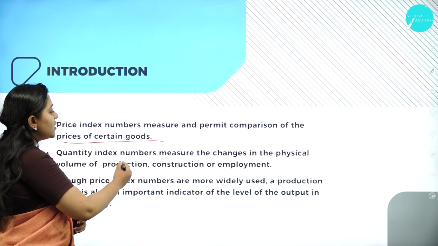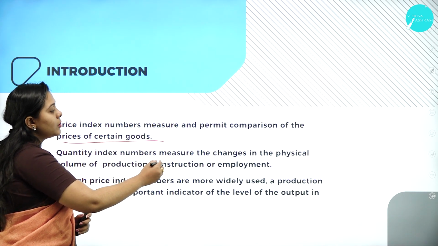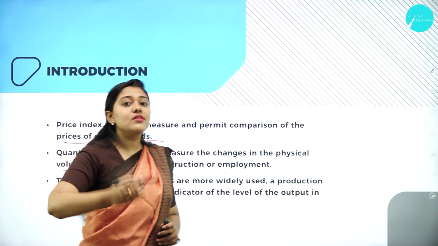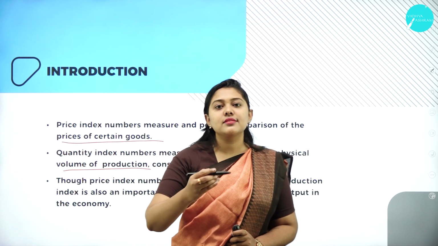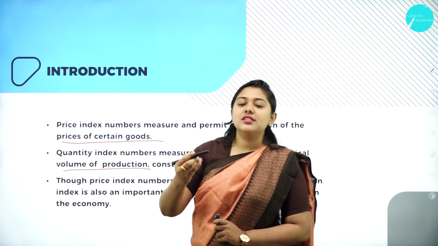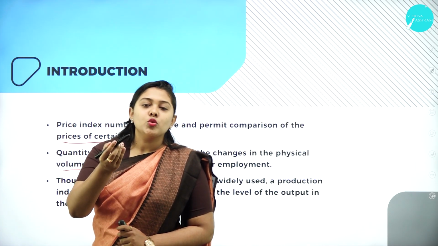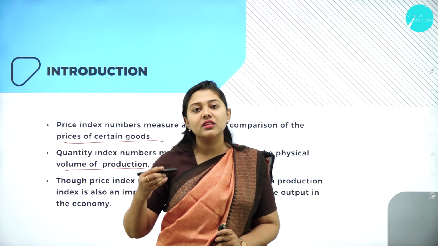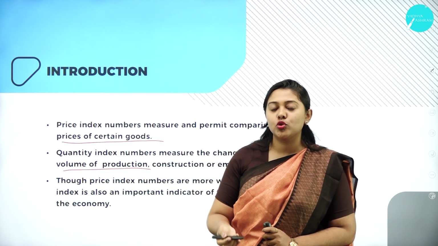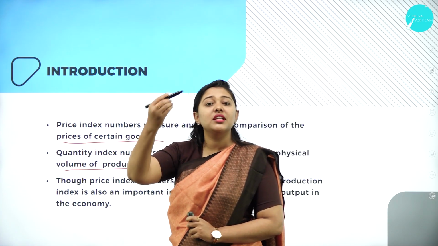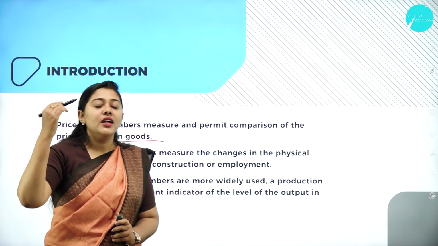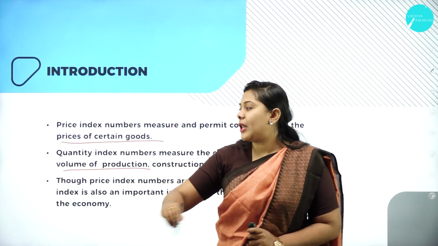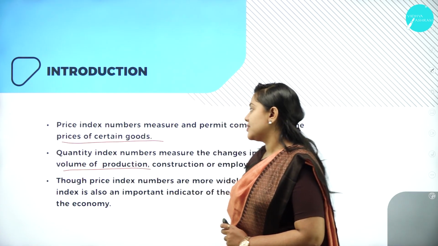And next is quantity index number. Quantity index number measures the change in the physical volume of production. What is the physical volume of production? Let's assume in the year 1990, the production was around 20,000 tons. But in the current year, what is the production? What is the comparison between these 2 years? Has the quantity increased or decreased? That will be measured with the help of your quantity index number.